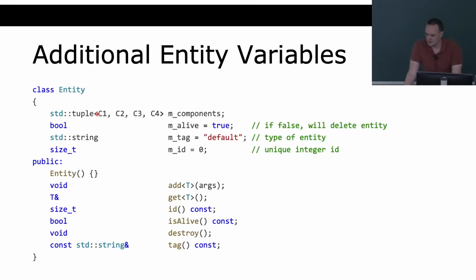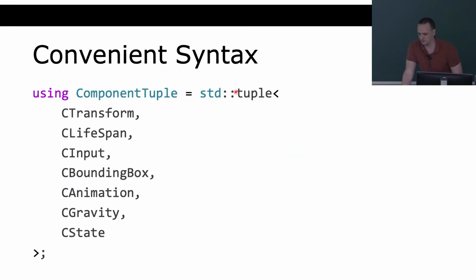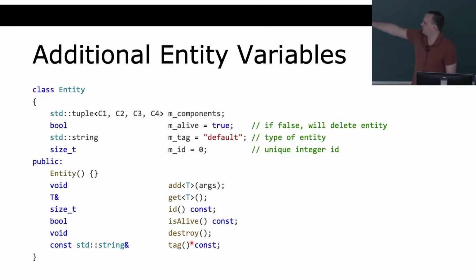Now up here, this standard tuple C1, C2, C3, that gets annoying to type all the time. So what we can do, there's two different ways to give names to custom types in C++. One is called a typedef or a type definition, but the more modern syntax is using. So we can say using ComponentTuple equals, and then we're going to have a standard tuple of all the different components we could possibly have in our game. So now, where we used to type standard tuples of all the components, we can just replace that variable name with ComponentTuple.